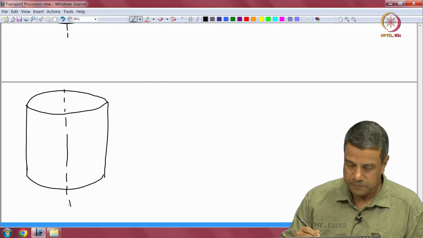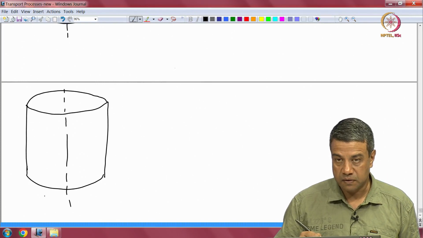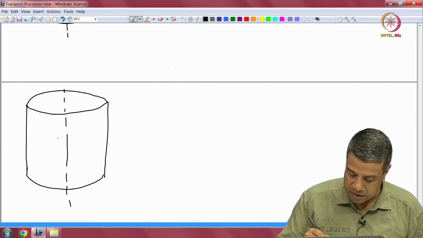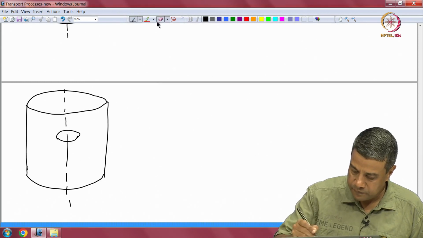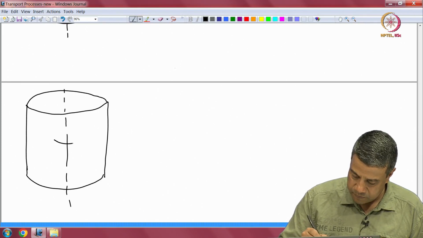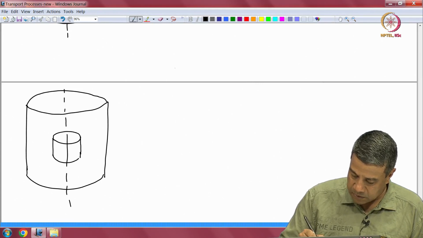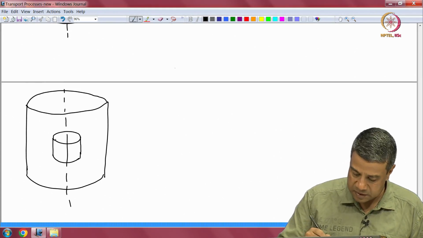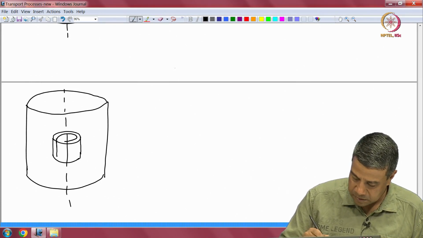This is the axis. I will choose a cylindrical differential volume, between two surfaces of radius r and r plus delta r. Two surfaces of constant coordinate.